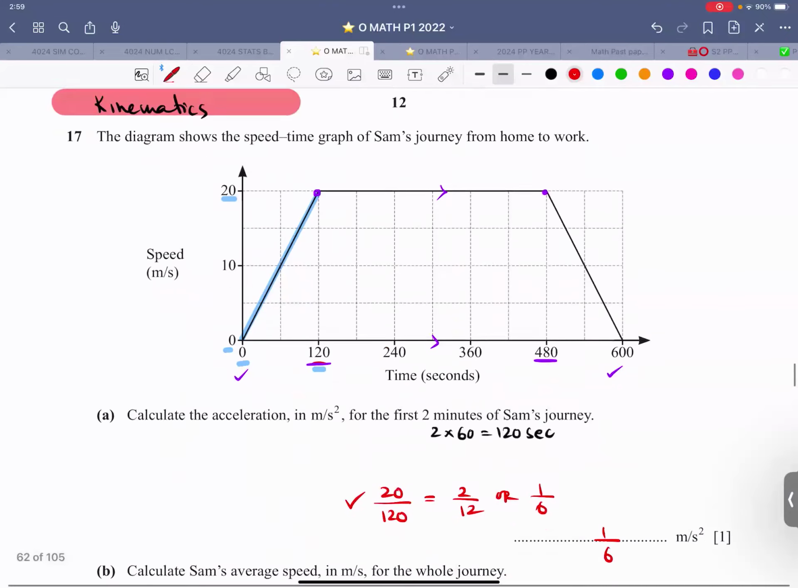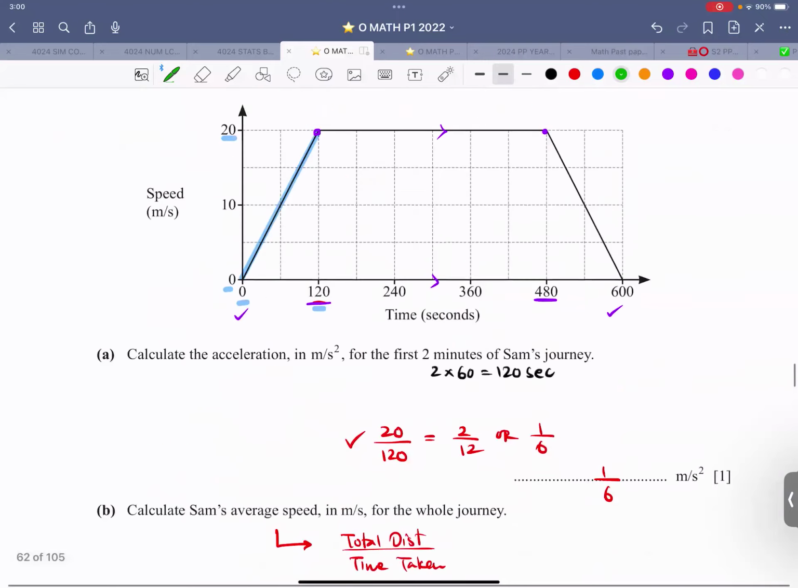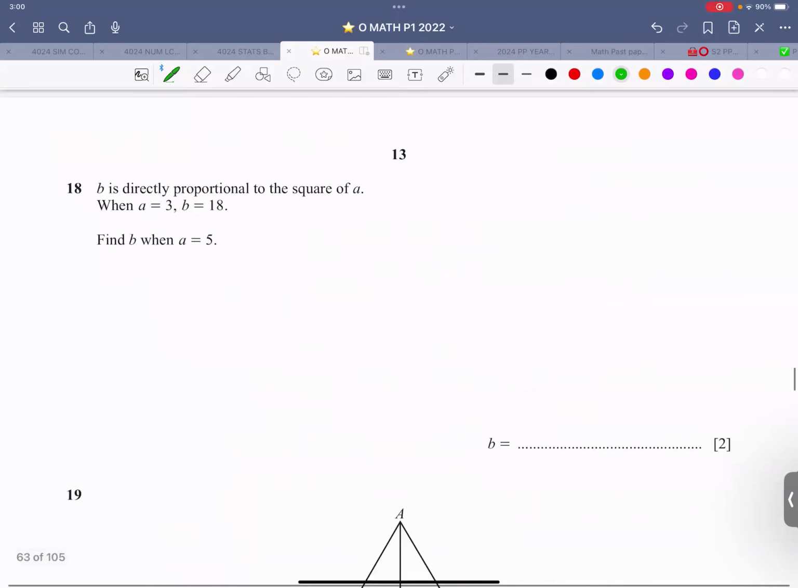The total time taken is 600. So 9600 divided by 600. The zeros cancel off. 96 over 6. So 96 divided by 6, that is 48 divided by 3, which comes out to be 16. So the answer is 16 meters per second. So this thing is done.